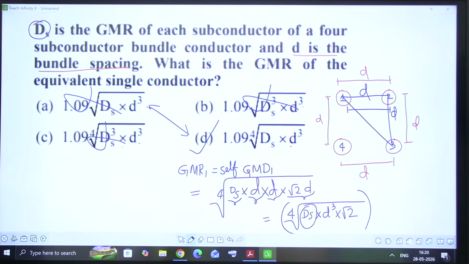So people claim, sir, no calculator. I don't know how to find the fourth root of square root of 2, that's why I'm unable to do it. But that way of thinking is not correct.